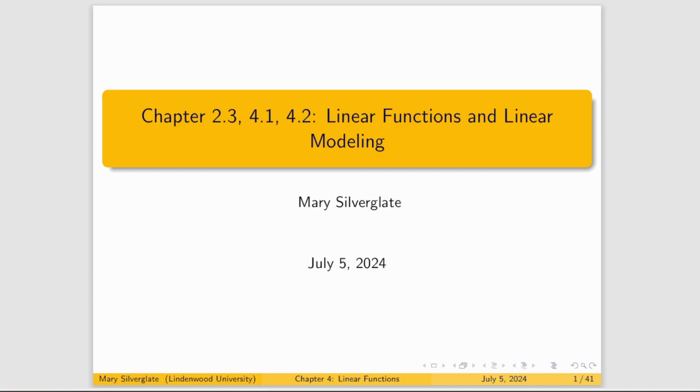Now that we have some grasp on functions in general, we're going to start looking at different families of functions. The family you're probably already most familiar with, which will be the first family that we study, are linear functions.